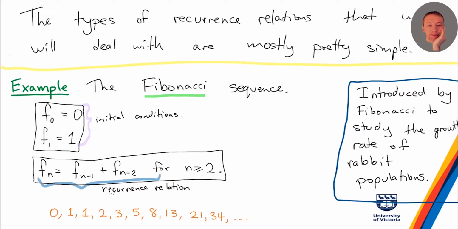So what is the Fibonacci sequence? It starts with 0 because f of 0 is 0. It goes to 1 because f1 is 1. And then this one is going to be the sum of the two previous ones, right?